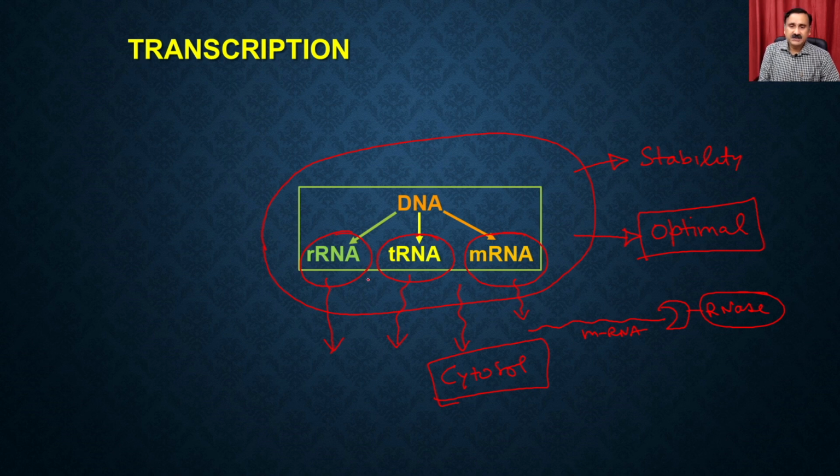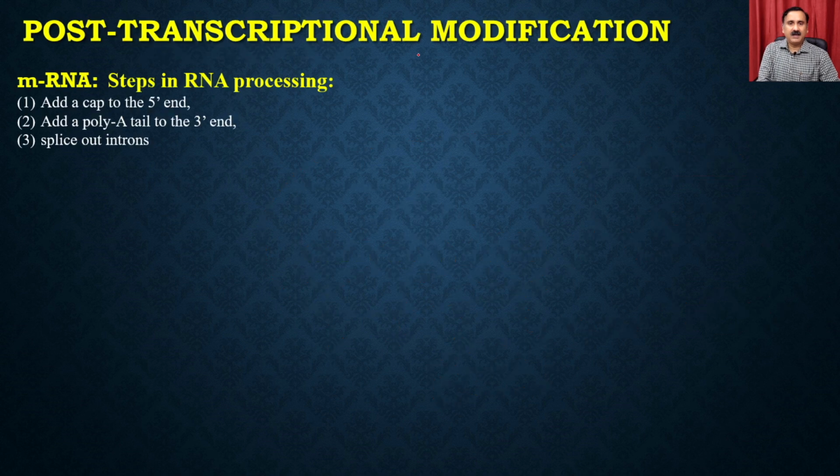So we are going to discuss post-transcriptional modification, because any RNA, whether it's ribosomal RNA, tRNA or messenger RNA, when it is formed, is modified so that it achieves stability, and it also achieves the optimal conformation, so that it can participate in downstream events like translation. So we have to discuss the post-transcriptional modifications of the messenger RNA, the ribosomal RNA and the tRNA.